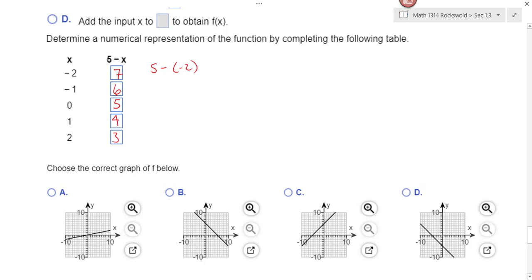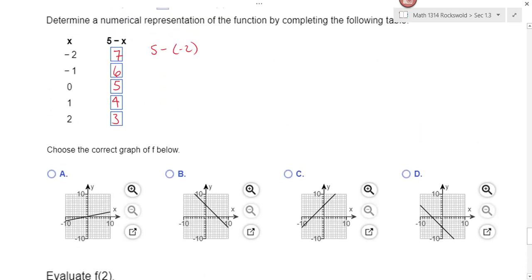Then we want to choose the correct graph of this function right here, 5 minus x. Well, that means that I'm graphing y equals 5 minus x, and I'm plotting these points. If you recall from your intermediate algebra or your high school days, when you have a negative number in front of the x on a linear equation, that means you're going to have a decreasing line. So we can automatically throw this one out. That also means that our y-intercept is 5. So this one's not it. That one might be it.